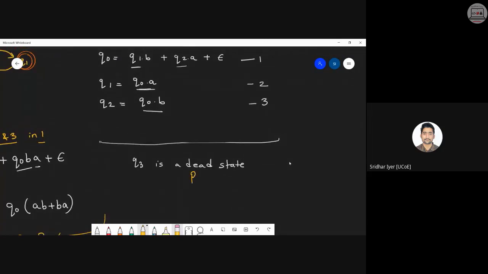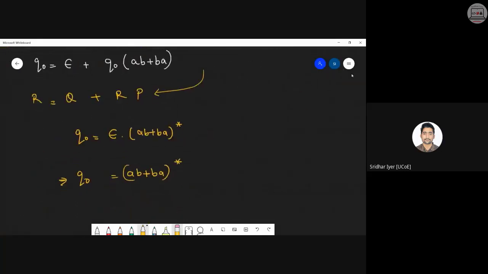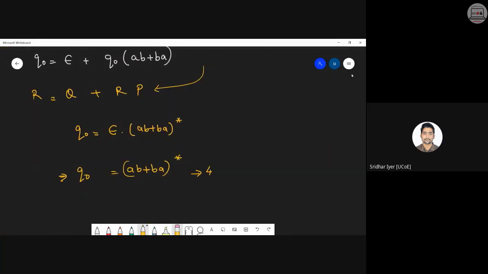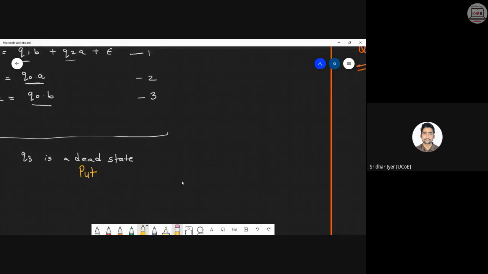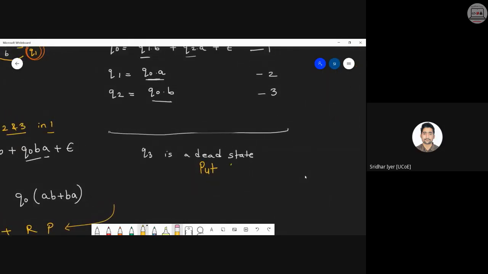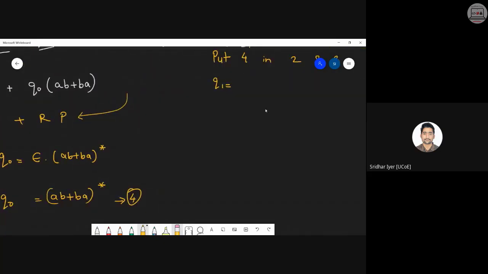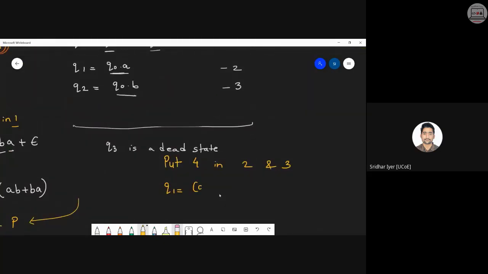So I'm writing it over here. Let me consider this as equation 4. So put equation 4 in 2 and 3. So I will get Q1 is equal to (AB + BA)*.A, and Q2 is (AB + BA)*.B.